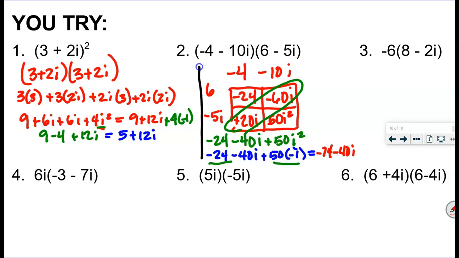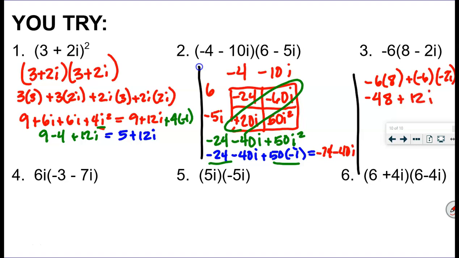Alright, so last problem over here. Again, this one's pretty easy, number 3. We're just going to use the distributive property, right? So we're going to do negative 6 times 8. That's negative 6 times 8. And then plus a negative 6 times a negative 2i. Okay, so that's going to be negative 48. And that's going to be positive because the negative times the negative is positive, plus 12i. That one was easy. That was nice.